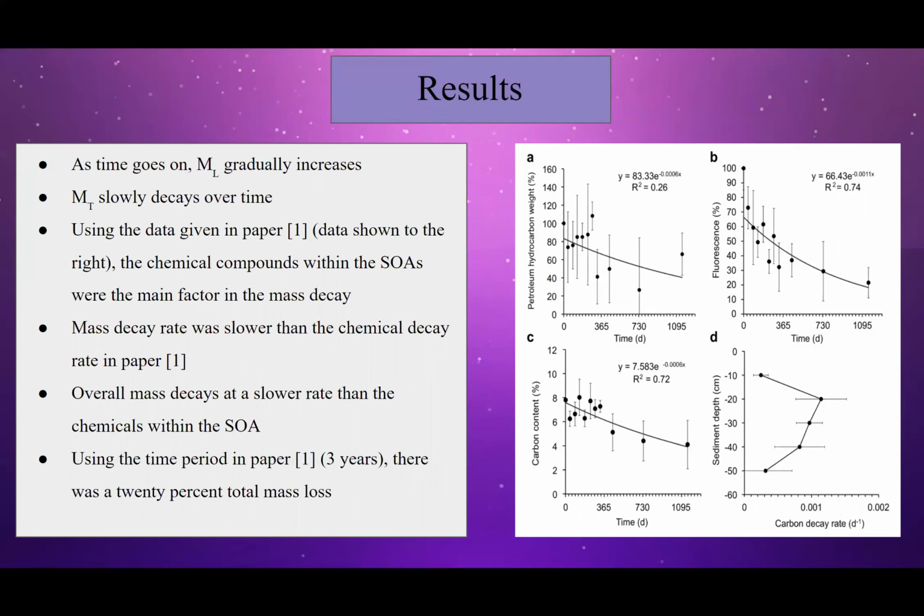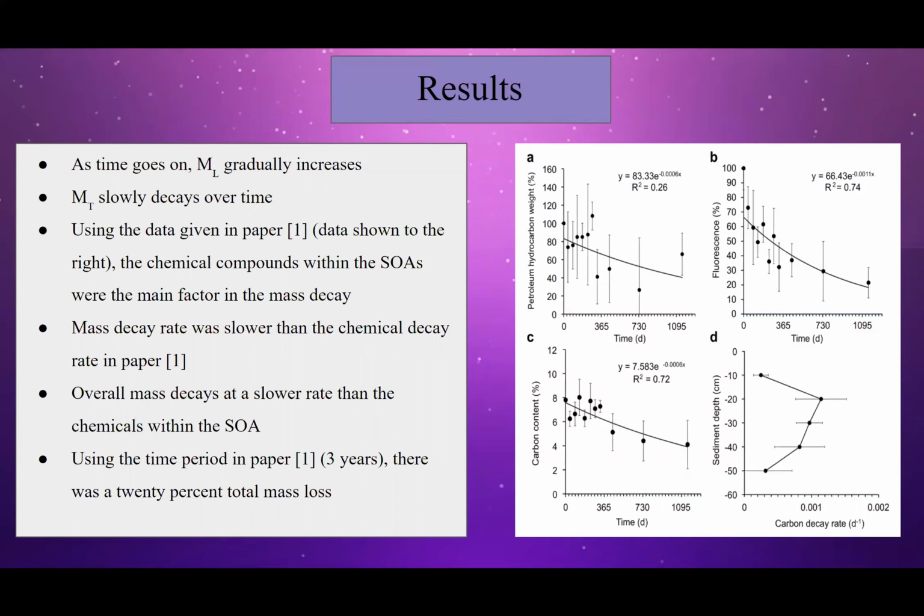And we noticed that in the model and research paper 1, the chemicals decayed at a slower rate than the overall mass of the SOA. The reason for this is because the SOA is comprised of sediments as well as the chemical that was in those agglomerates. That's why the decay rate is a bit slower in our model. And the overall mass decays at a slower rate than the chemicals, as I mentioned previously.